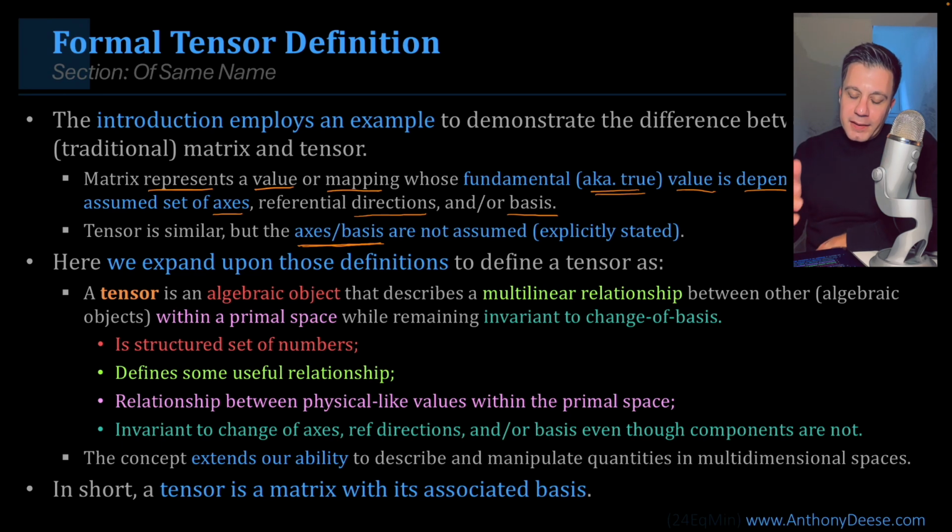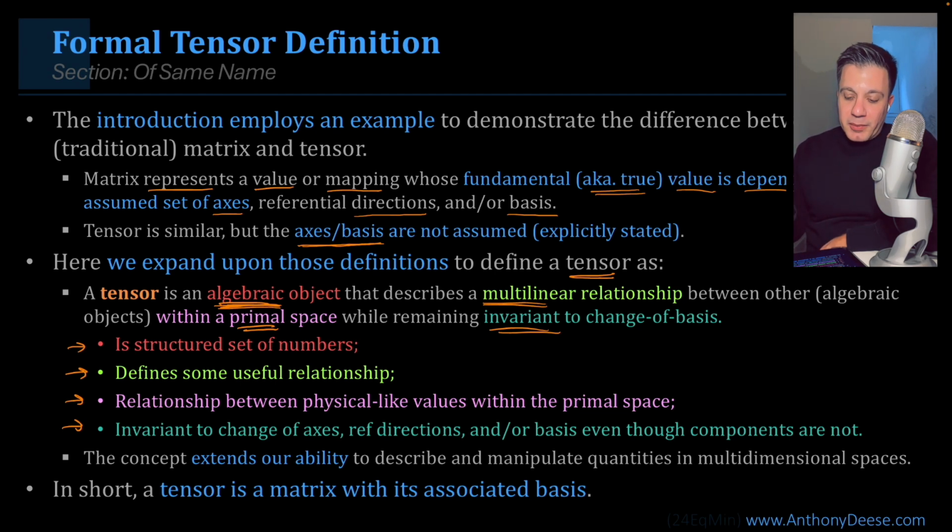Now, here in this section, we are going to expand upon the definition, using that example, to represent the tensor as, and we're going to read this through one time and then break it down into its parts: an algebraic object that describes a multilinear relationship between other algebraic objects within a primal space while remaining invariant to change of basis. You can see here I've coordinated the colors of these clarifications with the colors of the parts of the statement from up above. Okay, so let's break it down.